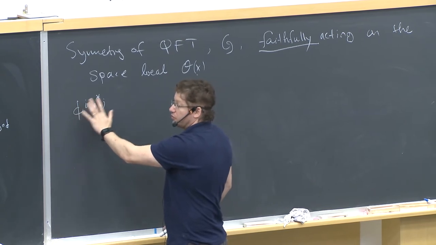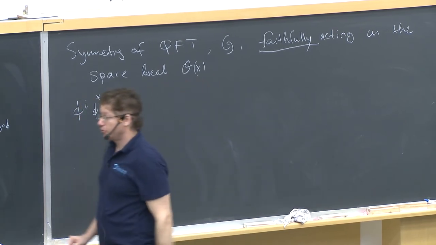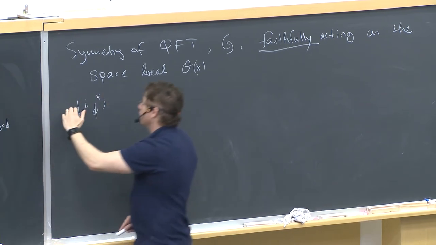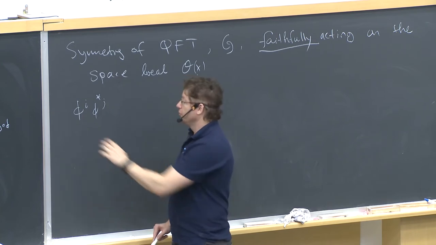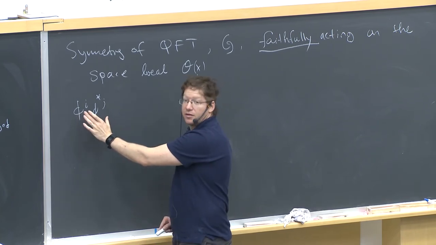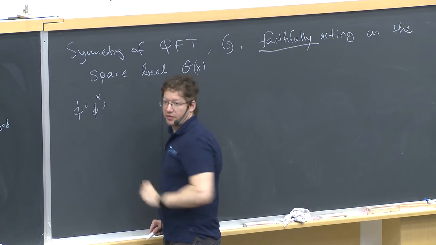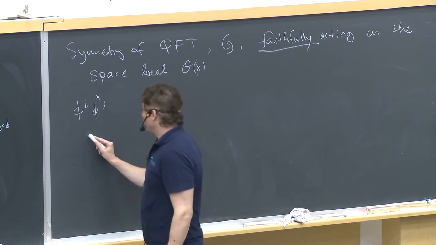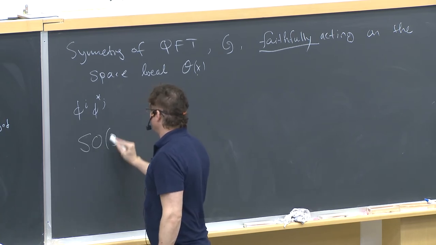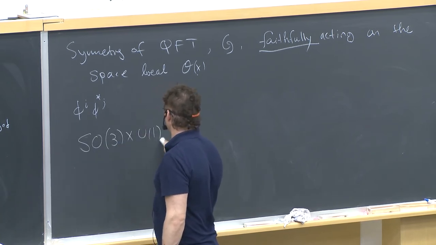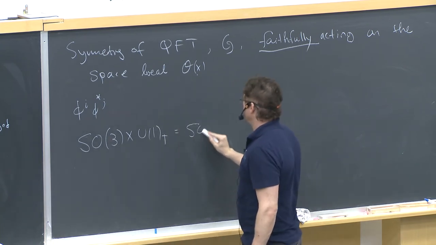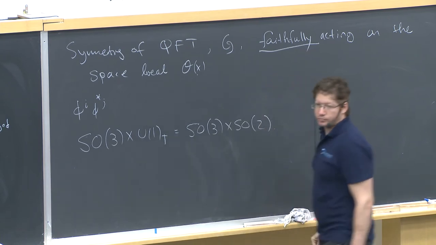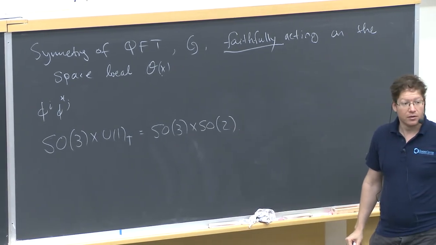And this space does not transform faithfully under SU2 because the center of SU2 never acts. You only get representations which are odd dimensional under SU2. So this could be a triplet or a singlet. But there is never a spinor representation of SU2 in the space of local operators. So therefore, the symmetry is actually SO3 times U1 topological, which is the same as SO3 times SO2. Is this subtle difference clear?